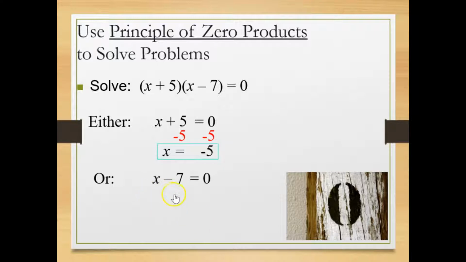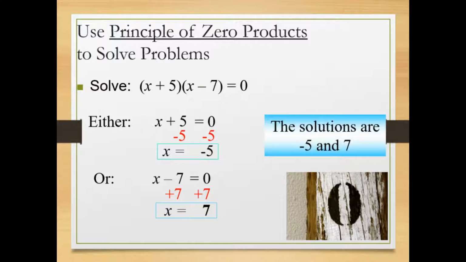Solving for the other possibility, adding 7 to both sides leaves us with a solution of x equal 7. 7 plus 5 would be 12 times the quantity 7 minus 7, which simplifies to 0. 12 times 0 is 0, leading us to the solutions to this equation of -5 and 7.